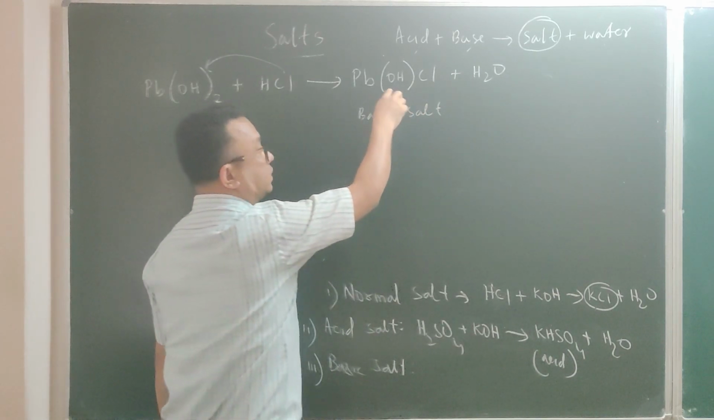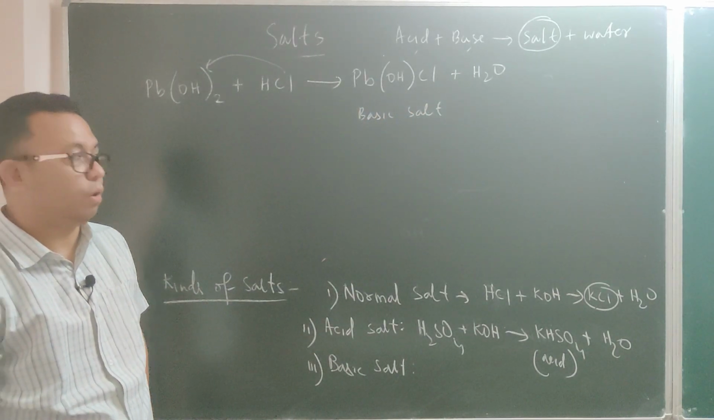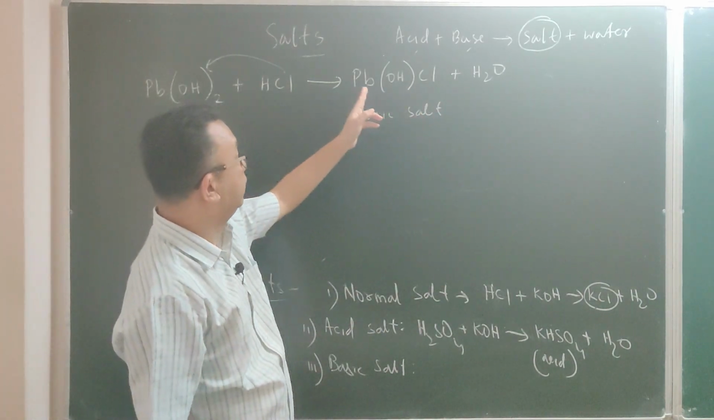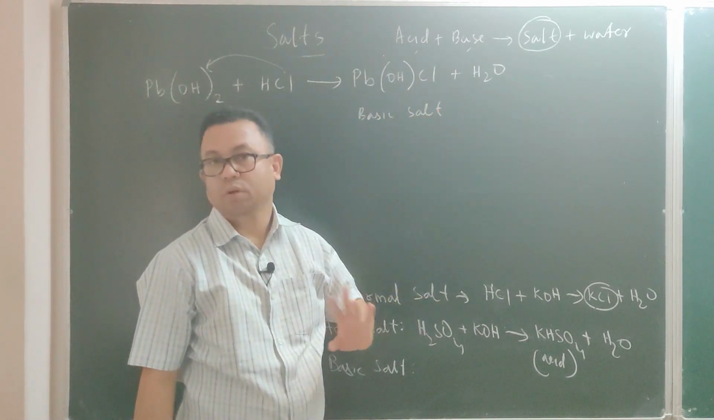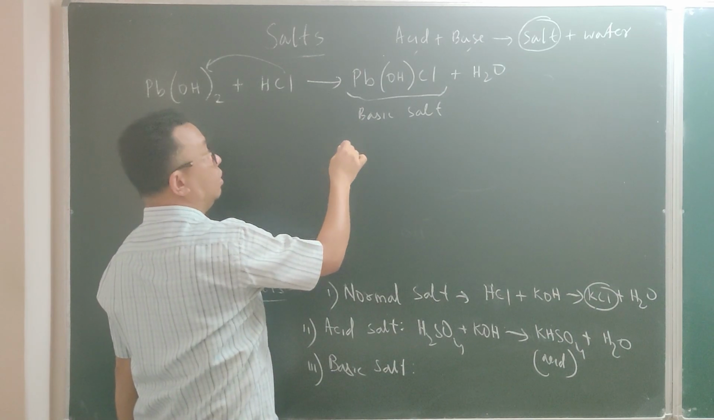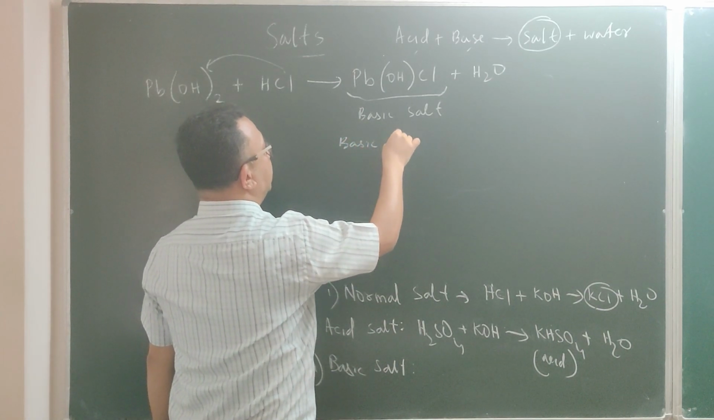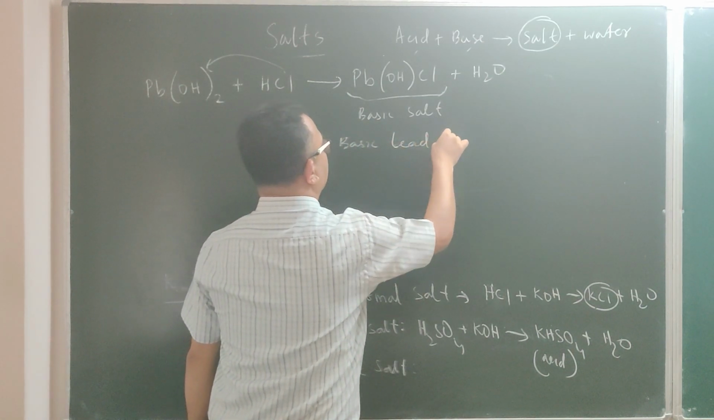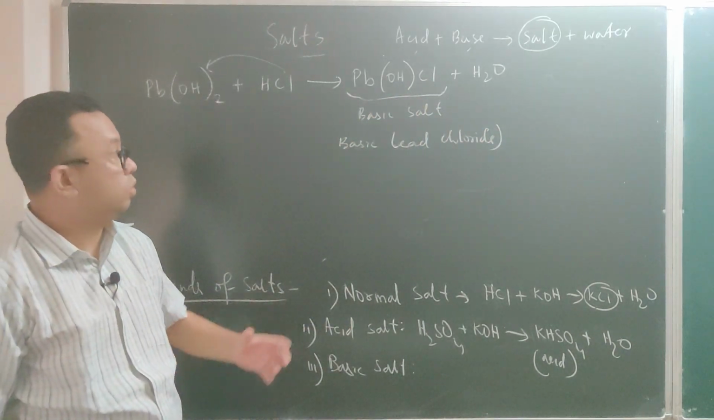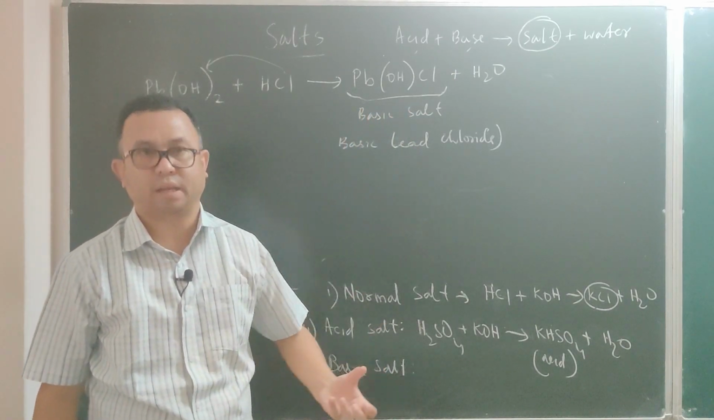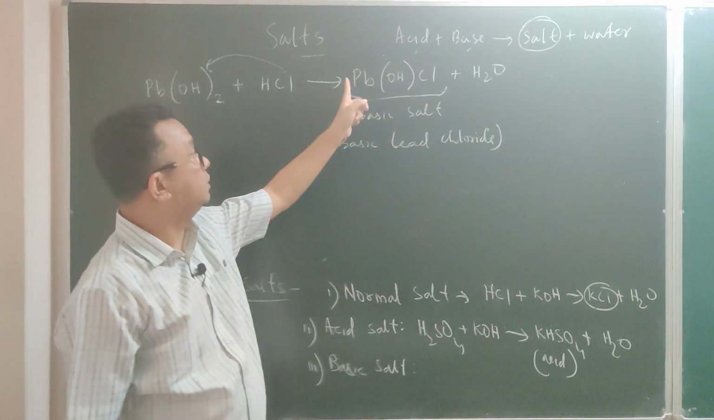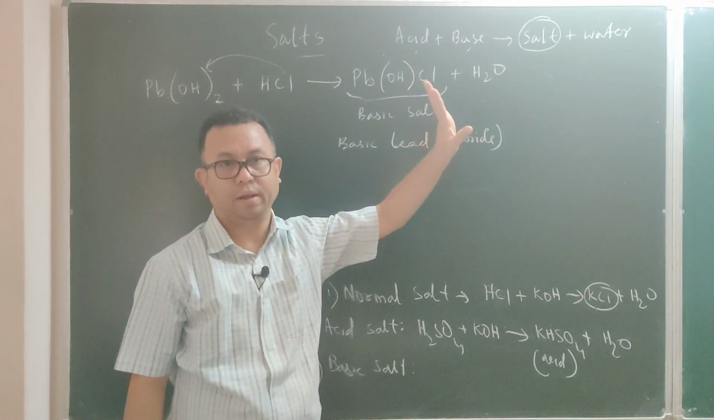Now why basic salt, you can understand, because OH is there, and OH is the property of a base, alkalis, that is why it is called that. Now how do you say this salt? Don't say lead hydroxide chloride, we don't say it like this. Because of OH, the name of this salt is basic lead chloride. Because of the OH in the middle, we have to say basic. I am repeating, we don't say hydroxide here. There is no need of saying hydroxide. Simply because of OH, it is basic in nature, and that's why we say basic lead chloride.